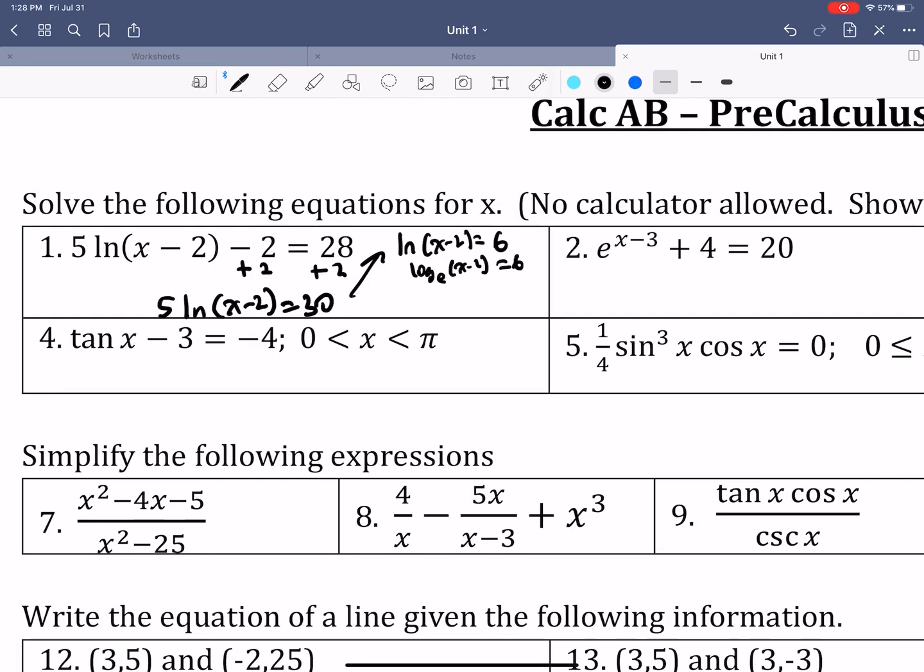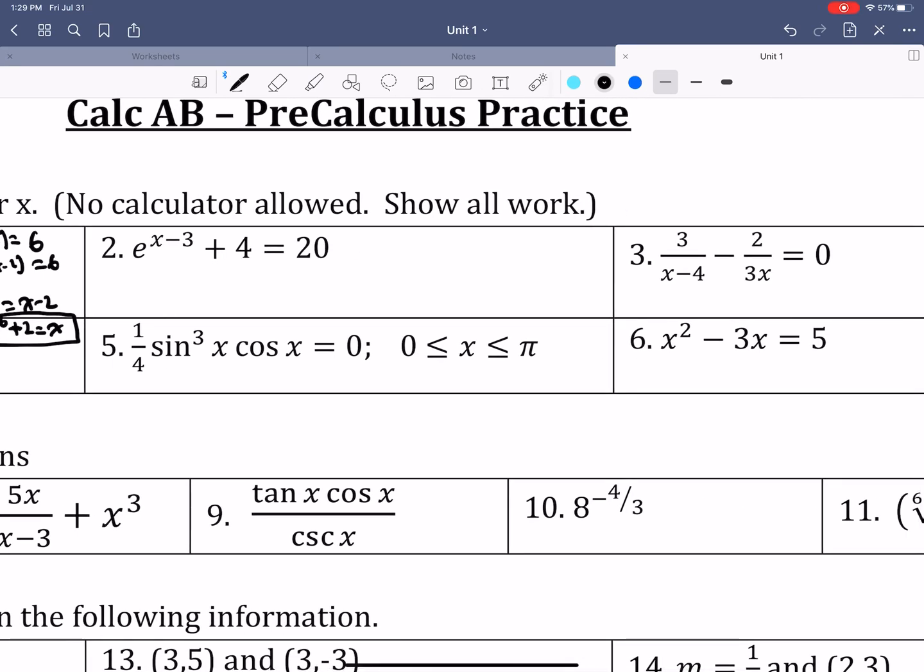You don't have to write that step down if you don't want to. Then I'm going to have e to the power 6 is equal to x minus 2. Add 2 to each side to finish the problem. e to the power 6 is equal to x. No! e to the power 6 plus 2 is equal to x. Okay, on to the next one.